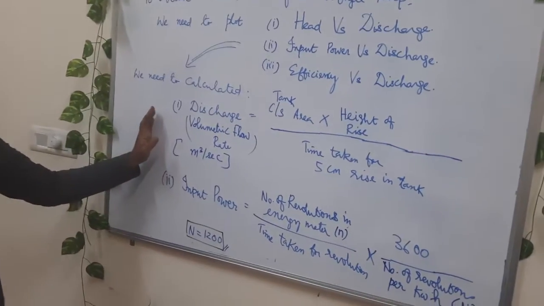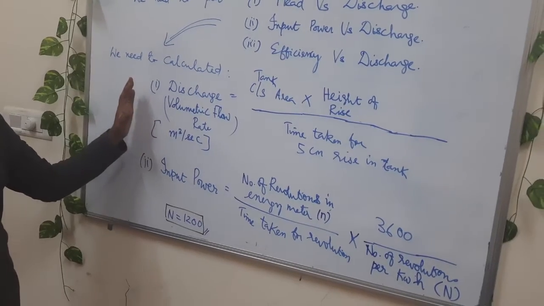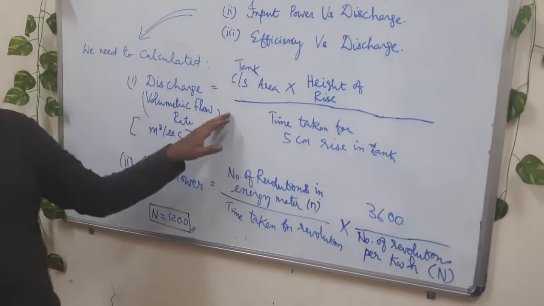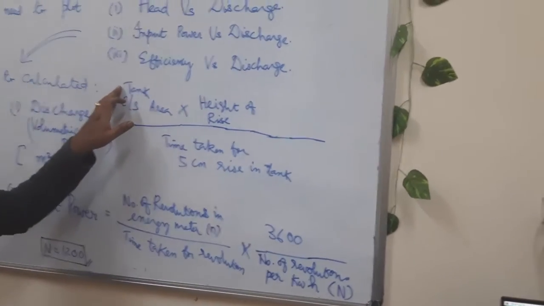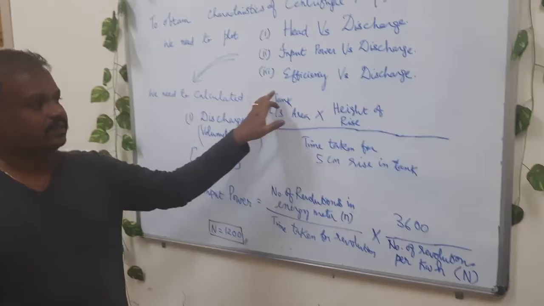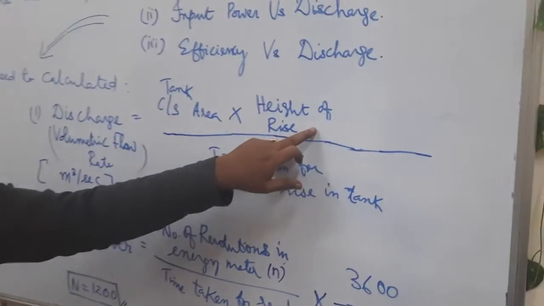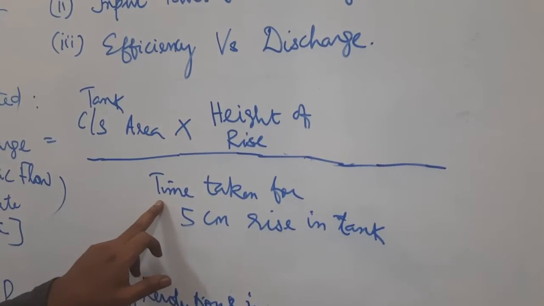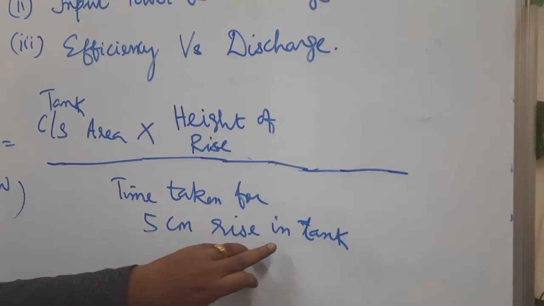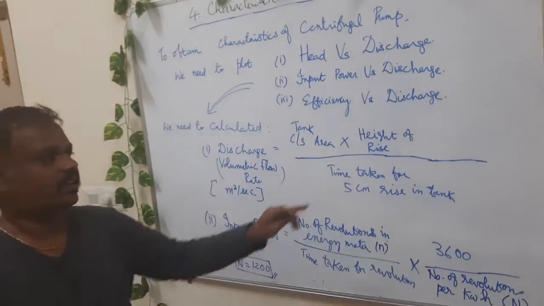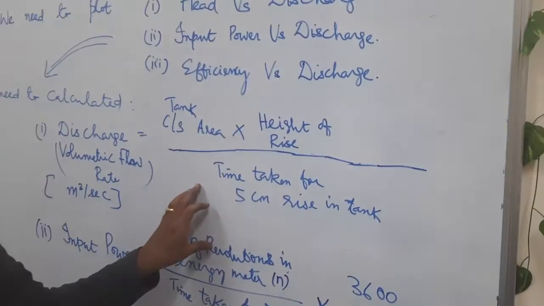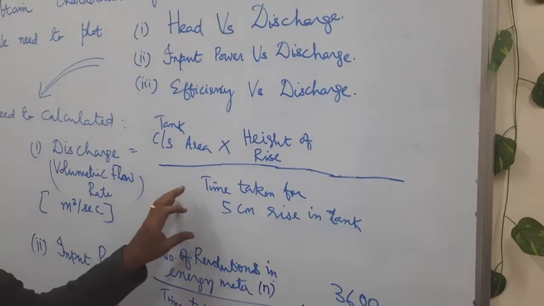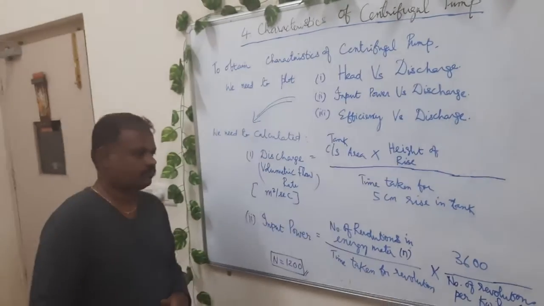The first one is volumetric flow rate, which is nothing but the outlet discharge in meter cube per second, which is calculated from cross section area of the collecting tank into height of rise in the collecting tank divided by time taken for rise in the tank. So in our experiment, we have taken the time for rise of liquid for 5 centimeter in the collecting tank.